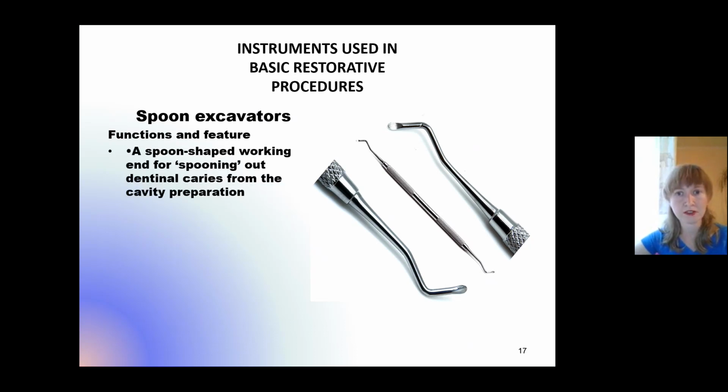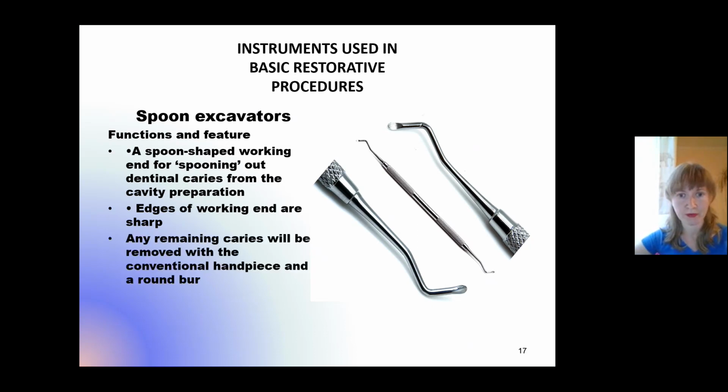So, functions of spoon excavators. A spoon-shaped working end is used for spooning out dentinal caries from the cavity preparation. Edges of the working end are sharp. Any remaining caries will be removed with a conventional handpiece and a round burr.